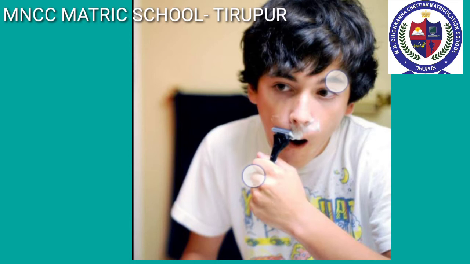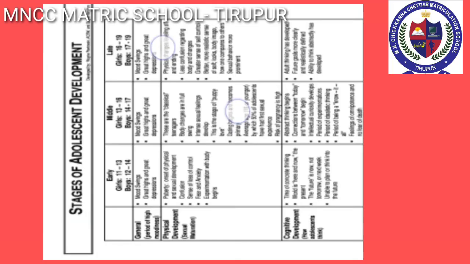Body changes at puberty. Four important changes that occur during puberty transform the body of a child into that of an adult. These changes are changes in body size, changes in body proportion, development of primary sex characteristics, and development of secondary sex characteristics. Secondary sex characteristics are the physical features which distinguish male from female. After the progression of puberty, boys and girls become dissimilar in appearance.